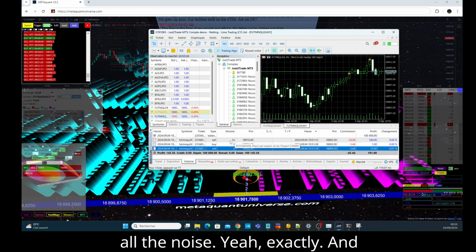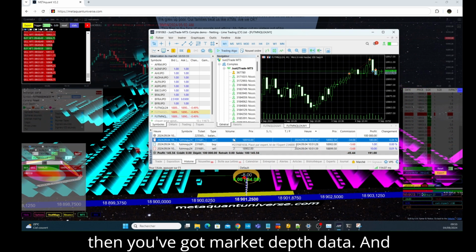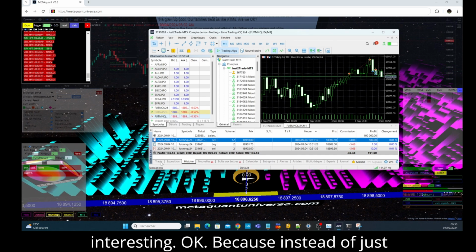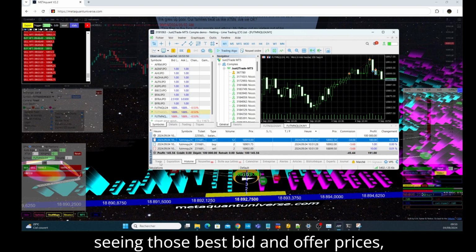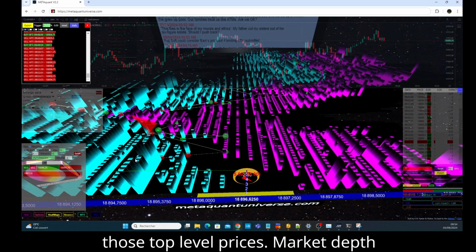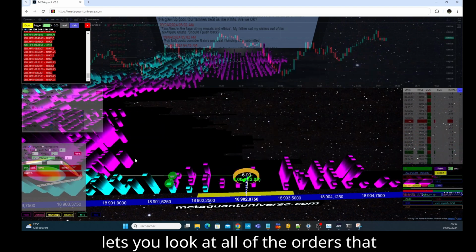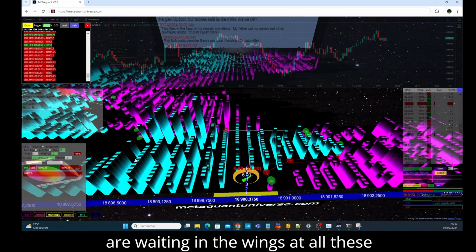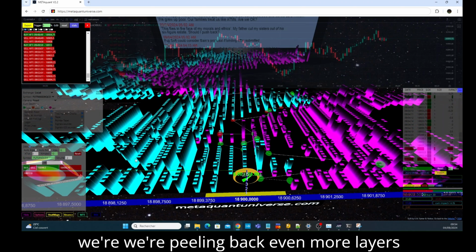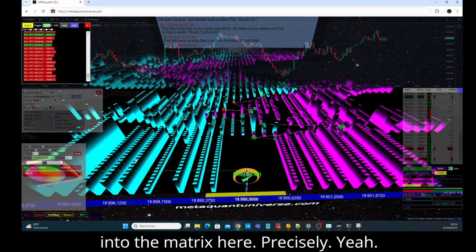Yeah, exactly. And then you've got market depth data, and this is where things get really interesting. Because instead of just seeing those best bid and offer prices, those top-level prices, market depth lets you look at all of the orders that are waiting in the wings at all these different price levels. Hold on. So we're peeling back even more layers of the market. We're going deeper into the matrix here.